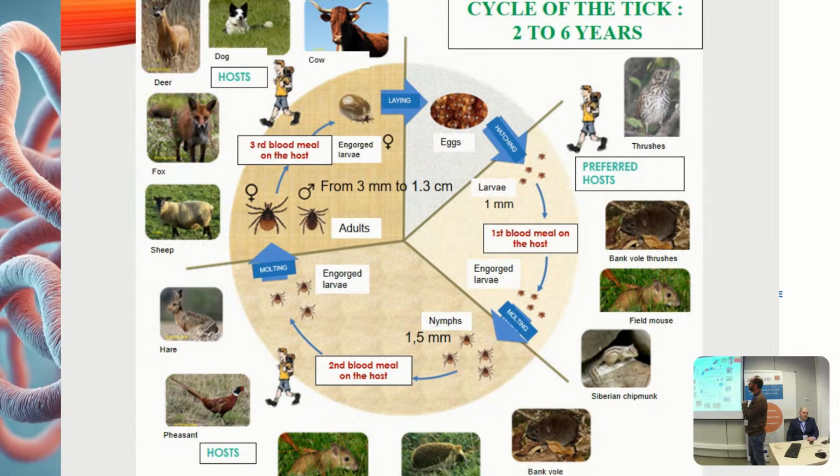This slide shows the cycle of the ticks. There are three stages. The first stage is larvae. After one meal, it comes to the stage of nymphs, and after another meal, to the stage of adults. And you can see that the cycle of the ticks can last above 6 years.